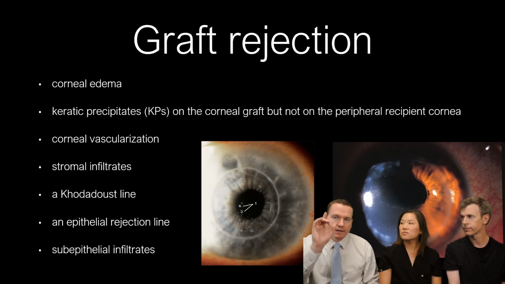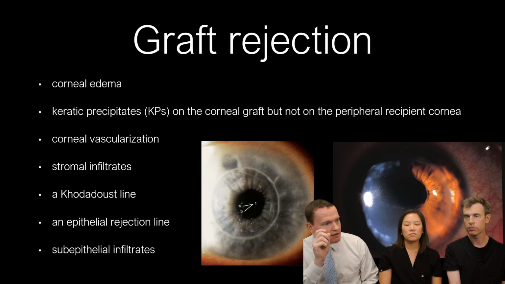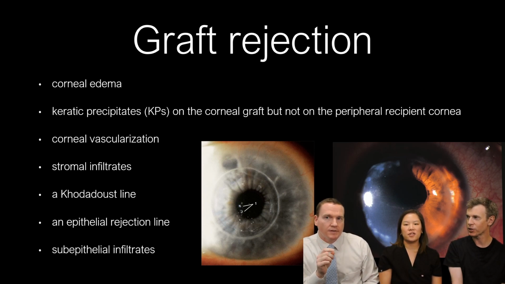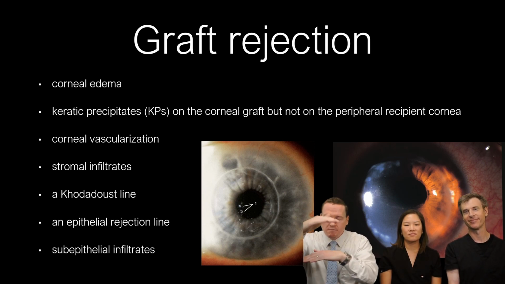May I be picky? I see it says epithelial rejection line. Is it epithelial or endothelial? Why did I hear once Khodadoust as endothelial rejection? That's absolutely correct. These are just examples of graft rejection. Yeah. Got it. Okay. So we're thinking about two separate things. I wanted to make sure that we're not mixing those two together.